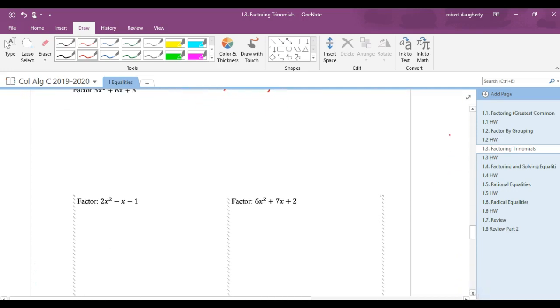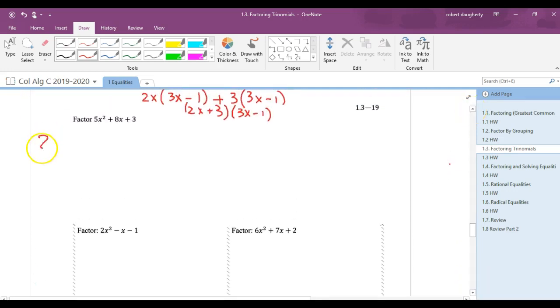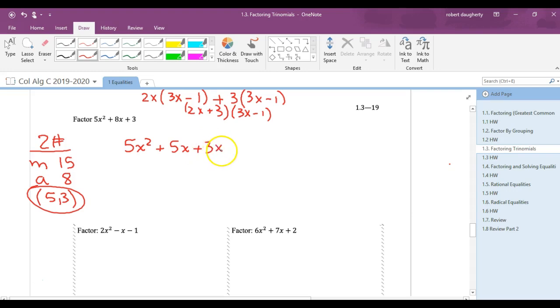I need two numbers that do what? That multiply to what? 15 and add to 8. What are those numbers? 5 and 3, right? So those numbers are 5 and 3. I use the information to rewrite this problem as what? 5x squared plus 5x plus 3x plus 3.